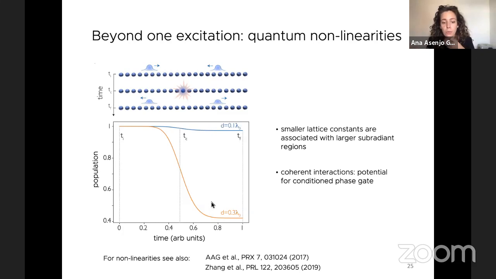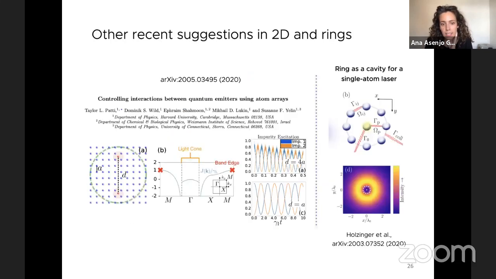And if you want to know a bit more about the physics of few-body subradiant states, you can take a look at these papers, which explain this idea of fermionization and so on.